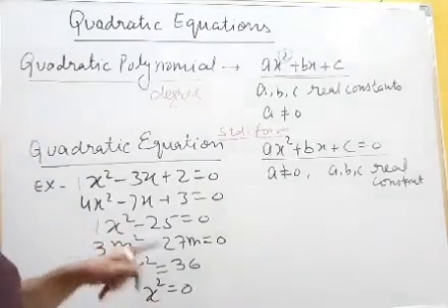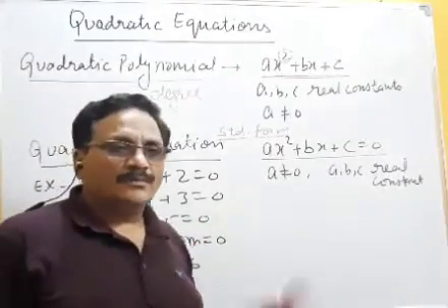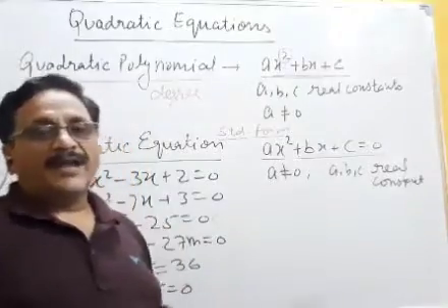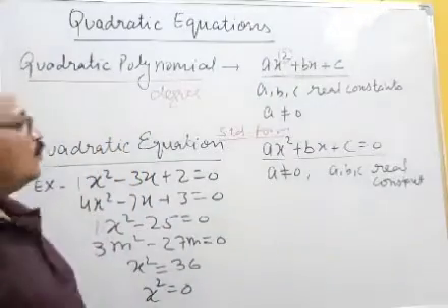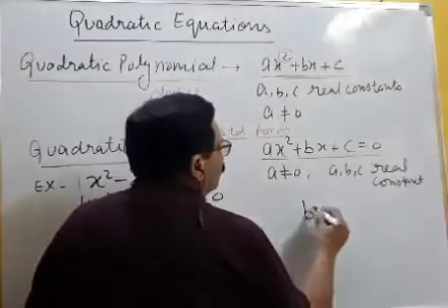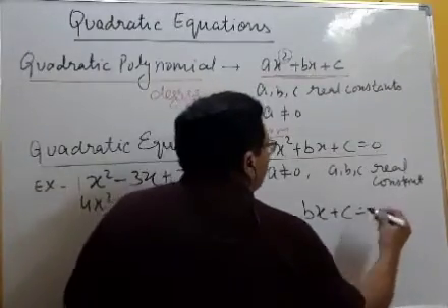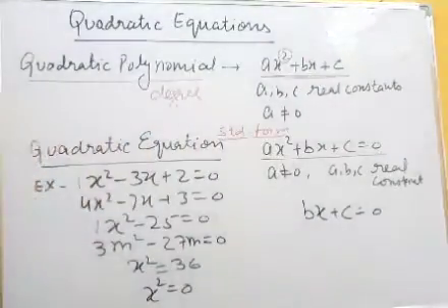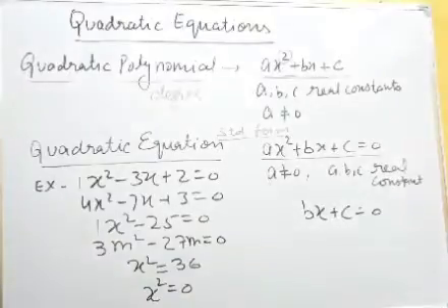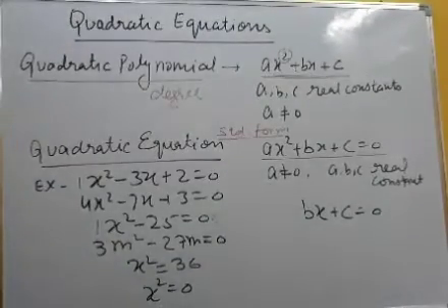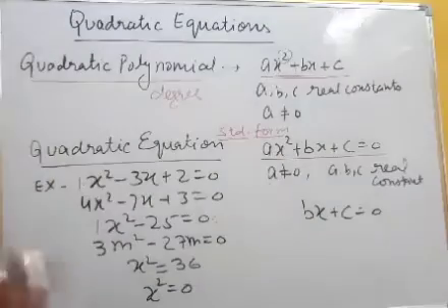In this case, b may be 0, no problem. If c is 0, no problem. But a should not be equal to 0. We come to the point. Suppose a is equal to 0. Then you will get the form bx plus c is equal to 0, and this will convert into a linear equation in one variable. Right? So this is the main condition.